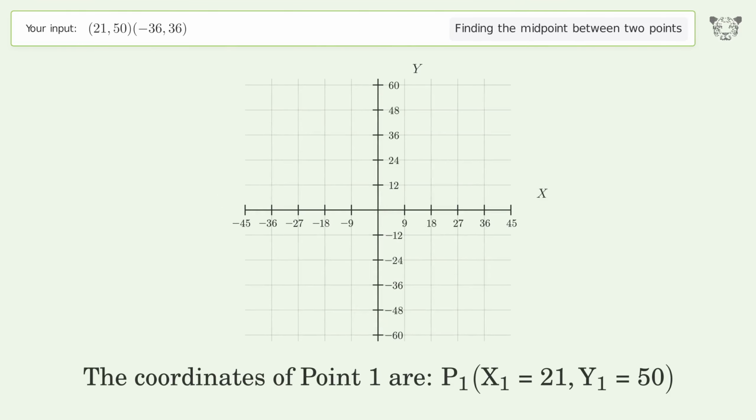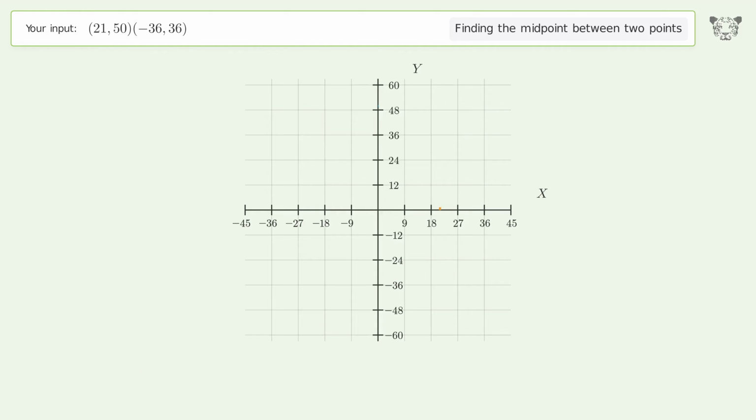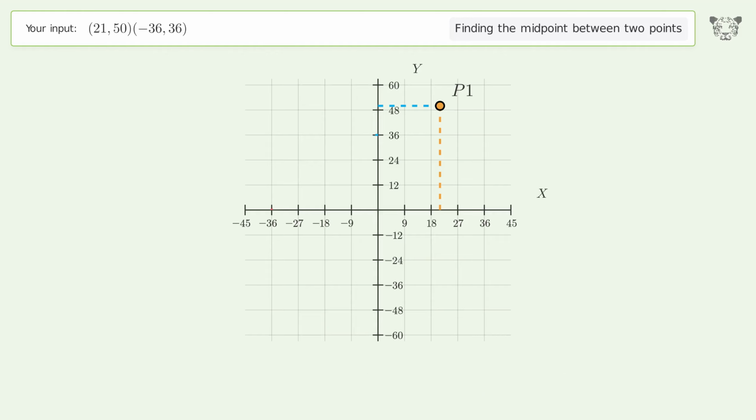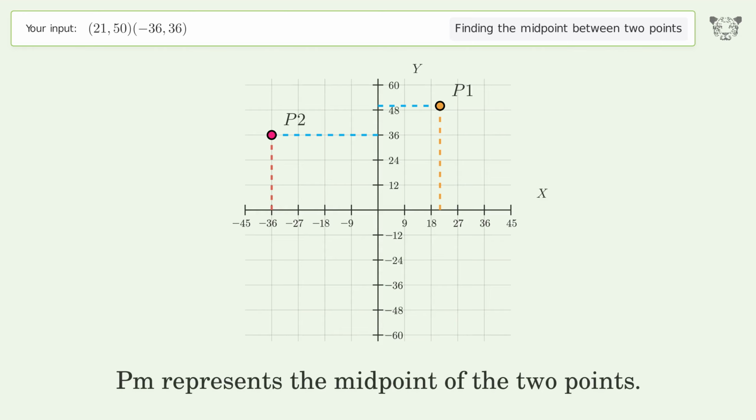The coordinates of point 1 are x1 equals 21, y1 equals 50. The coordinates of point 2 are x2 equals negative 36, y2 equals 36. PM represents the midpoint of the 2 points.